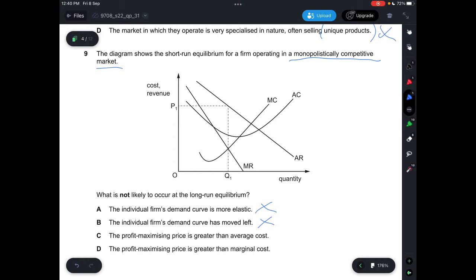And C, the profit maximizing price is greater than the average cost. This is not going to happen. In fact, the profit maximizing price is actually going to be lower than the average cost. Because, like I mentioned, the AC curve will go up due to advertising and all those kind of things. And D says the profit maximizing price is greater than marginal cost. This one is correct. It will be greater than marginal cost. The marginal cost will still remain here, but the average would probably remain here. It probably may go up, but the AC curve would go up and touch the AR curve. So I'll say C. Let's say C.